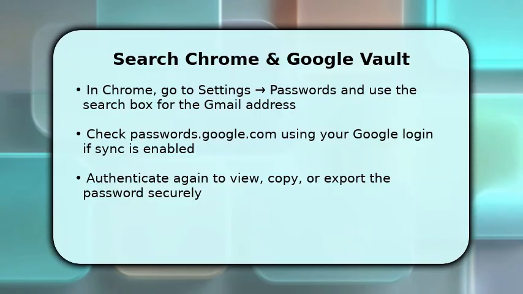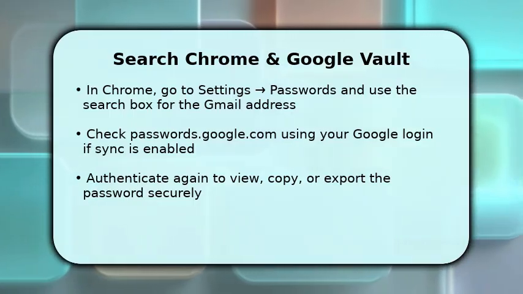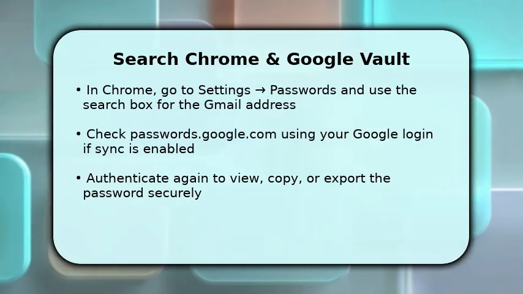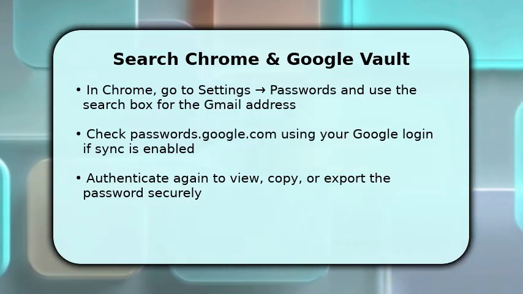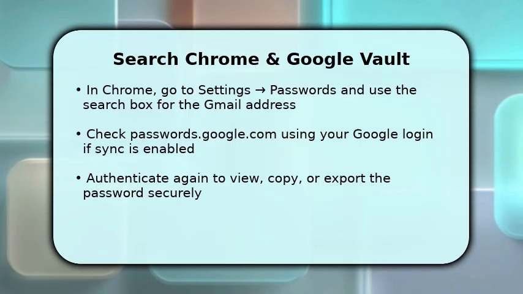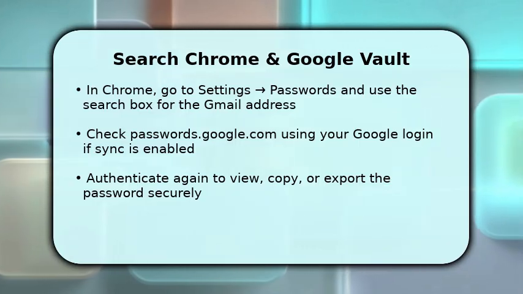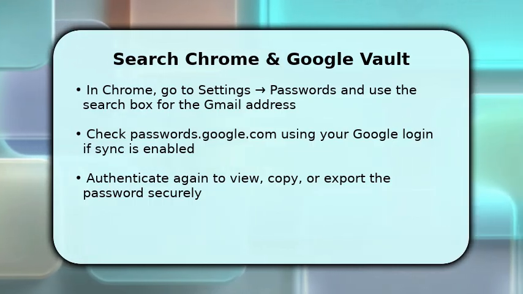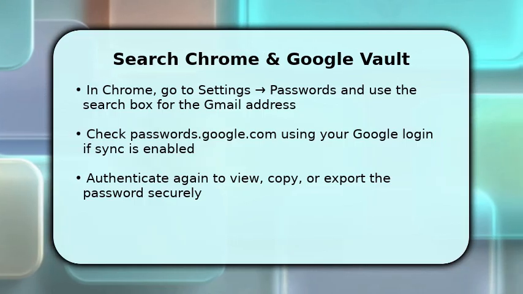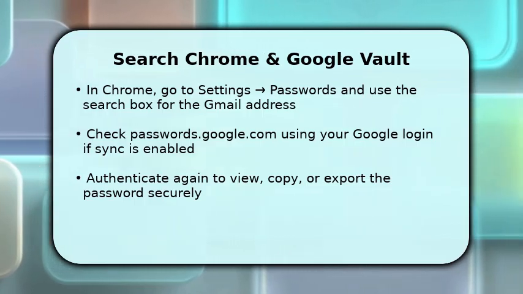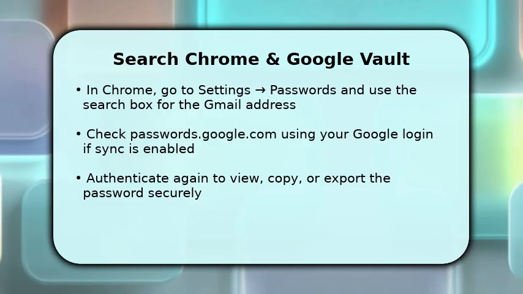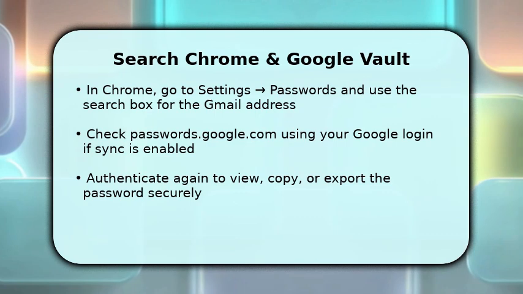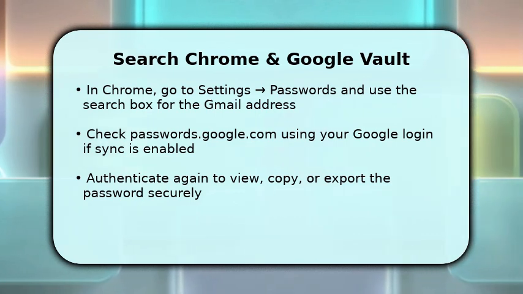If nothing showed in System Autofill, open Chrome and go to Settings, right arrow Passwords. Use the search box to filter by your Gmail address. Chrome Sync stores credentials when enabled, or open Passwords.Google.com and sign in with your Google account to access Google Password Manager across devices. When you locate the Gmail entry, tap or click to authenticate with your device security, then view or copy the password. Once copied, paste into the Gmail sign-in field and sign in, making sure to re-enable any autofill options you prefer.